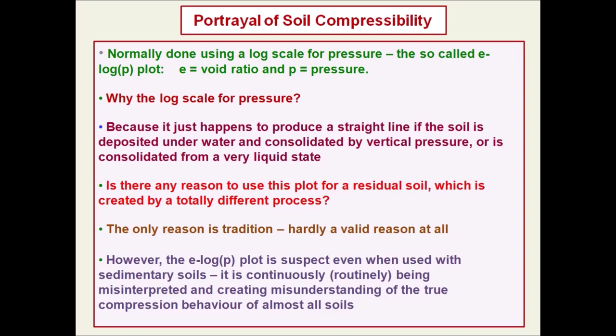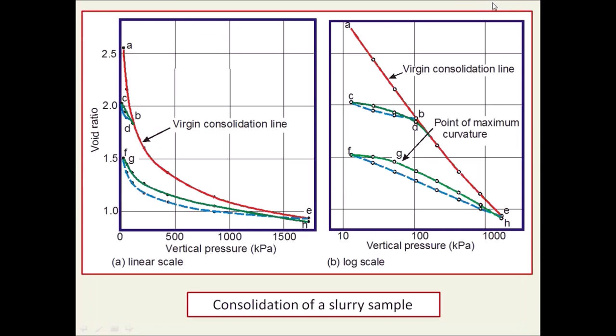Simply because it just happens to produce a straight line if the soil is deposited underwater and consolidated by vertical pressure, or is consolidated from a very liquid state, a bit wetter than the liquid limit. Is there any reason to use this plot for a residual soil, which is created by a totally different process? The only reason is tradition, hardly a valid reason at all. However, the e-log-p plot is suspect even when used with sedimentary soils. It has continuously, routinely been misinterpreted, creating misunderstanding of the true compression behavior of almost all soils.